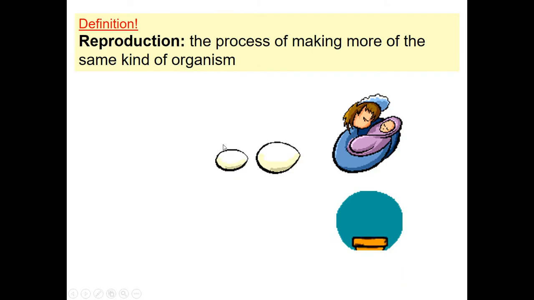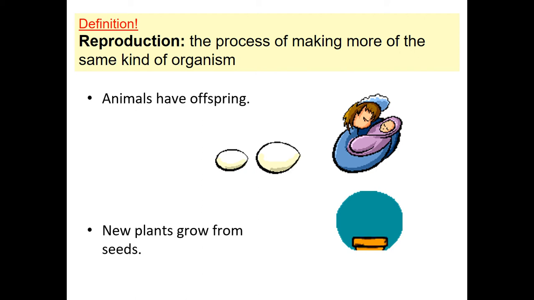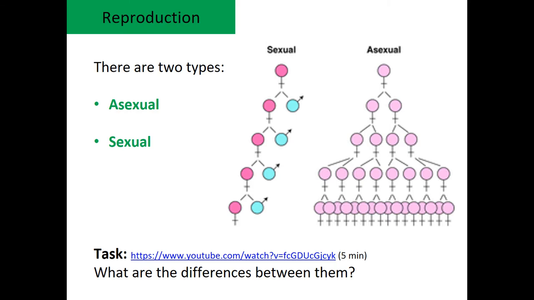So reproduction. Reproduction is one of the seven things that all living things have to do, and in this case reproduction is the process of making more of the same kind of organism. So animals will have offspring and plants will have seeds or plantlets if it's asexual reproduction, but we'll talk about that in a minute. So there's two different types, asexual and sexual reproduction. I'm going to look at these in more detail.